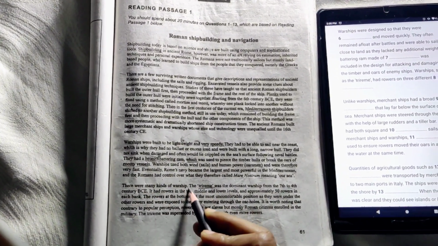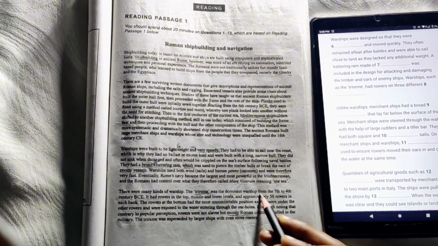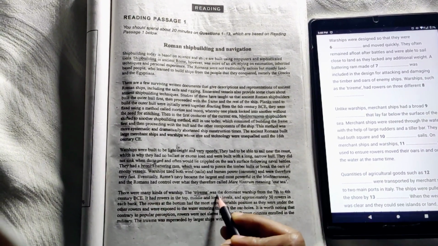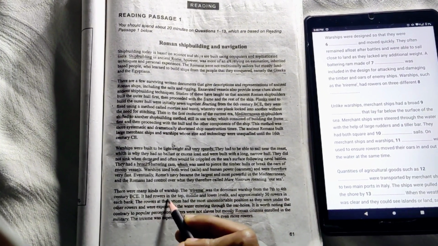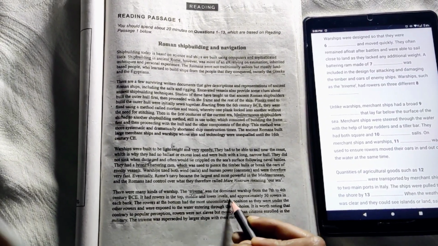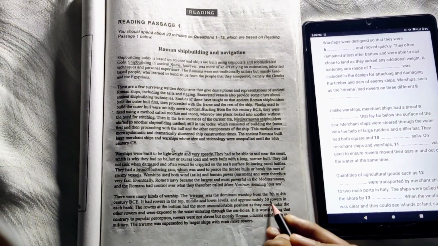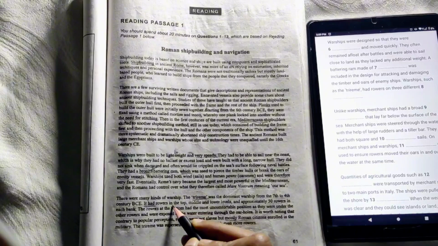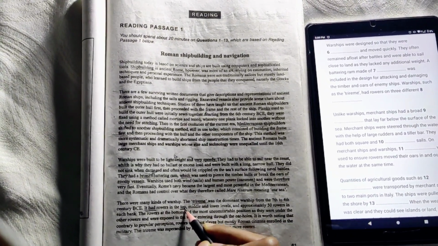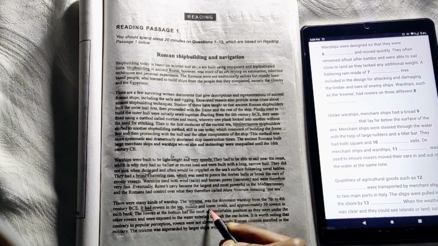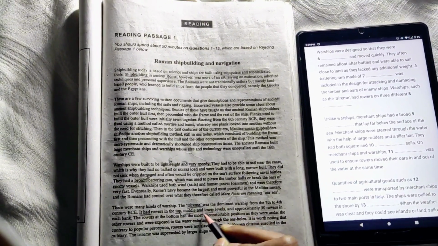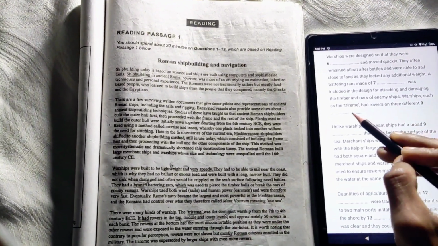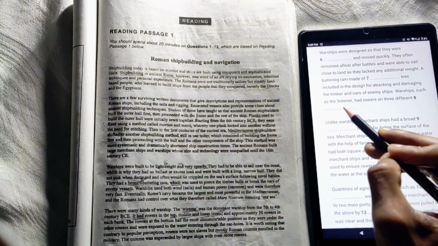"There were many kinds of warships. The trireme was the dominant warship from the 7th to 4th century." They introduced the trireme then. So it had rowers in the top, middle, and lowest level, and approximately 50 rowers in each bank. So the rowers in the top are 1, middle is 2, and lower is 3. So the three different levels. The answer will be levels. It's very clear, three different levels.